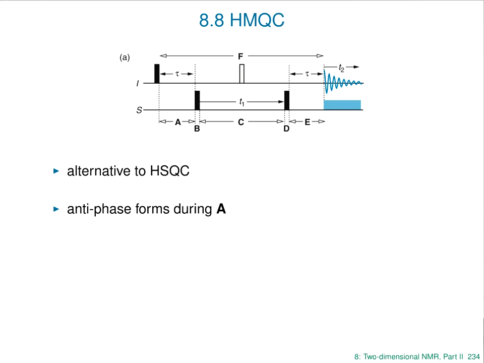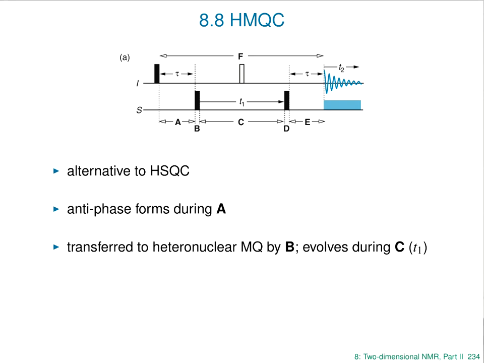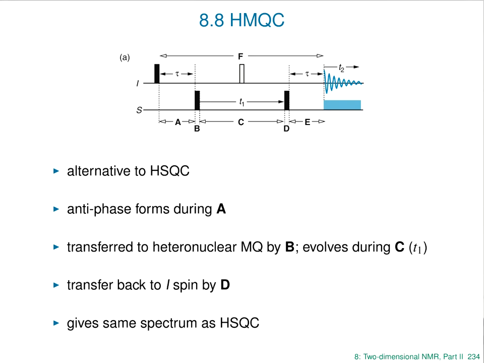So you start with a pulse to the I spin, and during this period tau, antiphase will build up because the IS coupling is acting. And then you have a pulse to the S spin, and what this S spin pulse does is it generates multiple quantum, in fact it's heteronuclear multiple quantum, because it involves two different kinds of spins. So B generates heteronuclear multiple quantum. And then during period C, this heteronuclear multiple quantum evolves. And then pulse D transfers the multiple quantum back to normal signals, observable antiphase, and then that's finally observed on the I spin with broadband S spin decoupling.